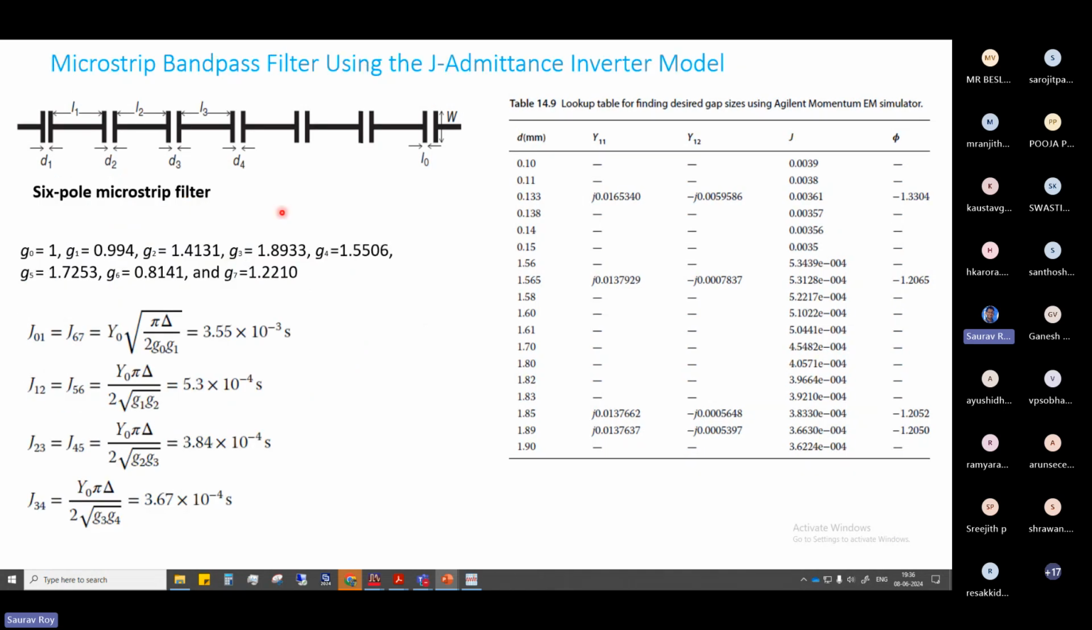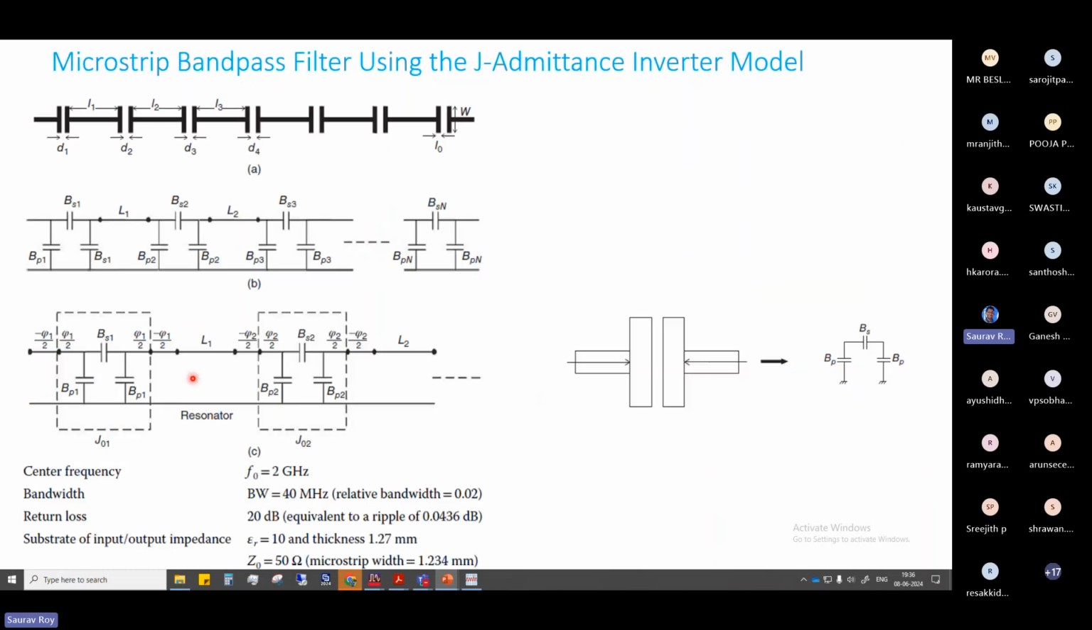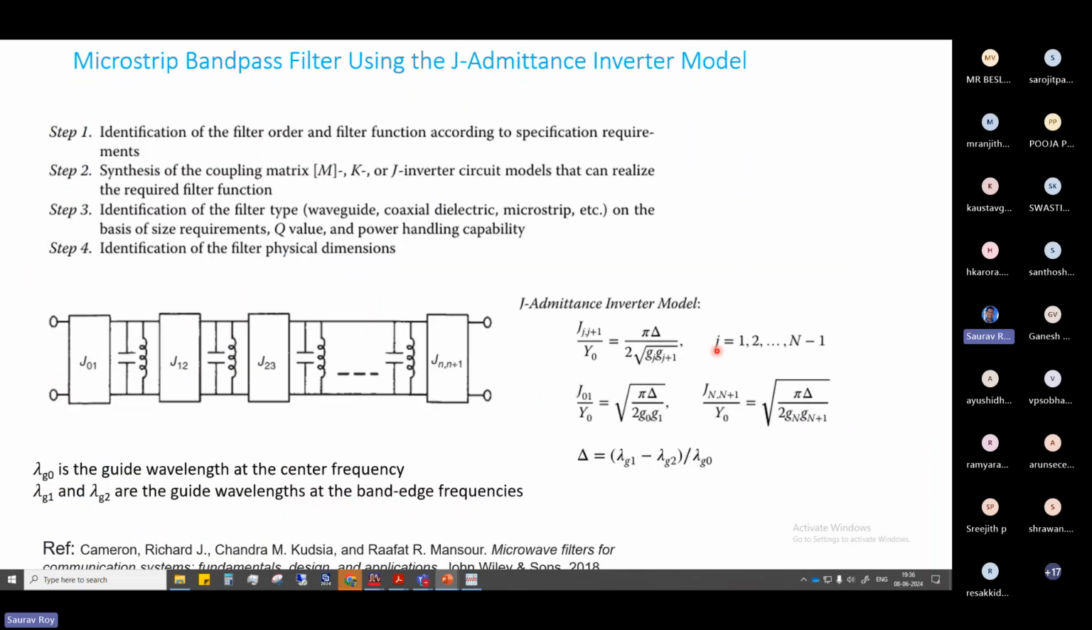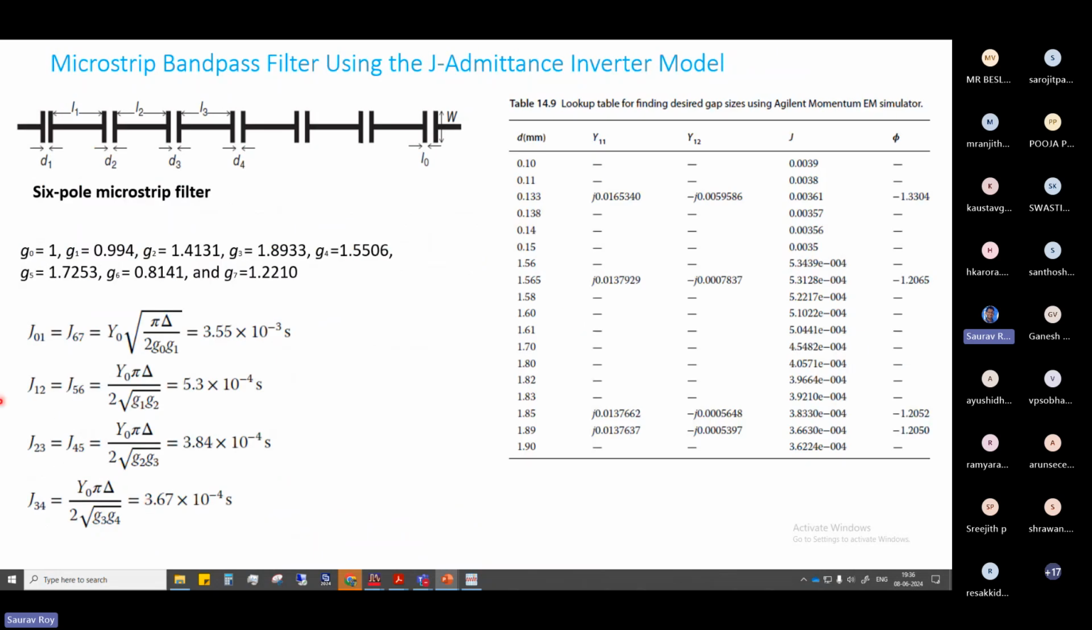So again I will start. First you have to decide which order filter you want. For that you have to get the G1, G2 values from the simple table you get from your book, for a Chebyshev or maximum ripple filter. From that you can follow the equations here to calculate the J value. J is the admittance inverter value.